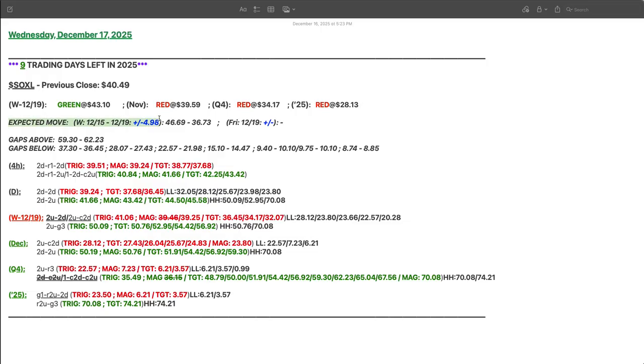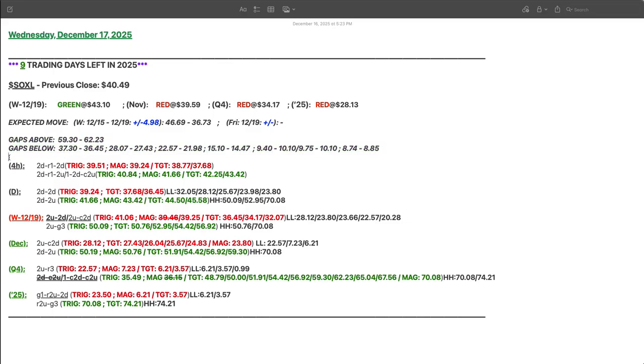We know that the week's expected move is plus or minus $4.98 from Friday's close price, giving us a range of 46.69 to 36.73. If you're not familiar with that expected move, again, watch that weekend video where we dive deeper into that. Always got to keep track of where our gaps above and gaps below are, especially as we approach this one here coming up.